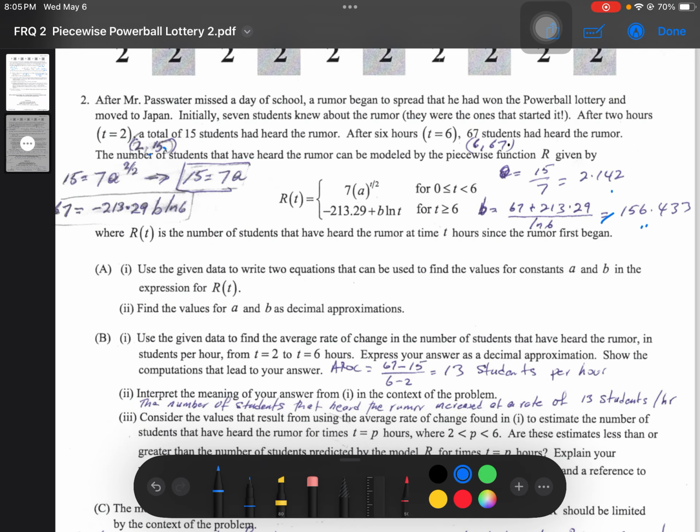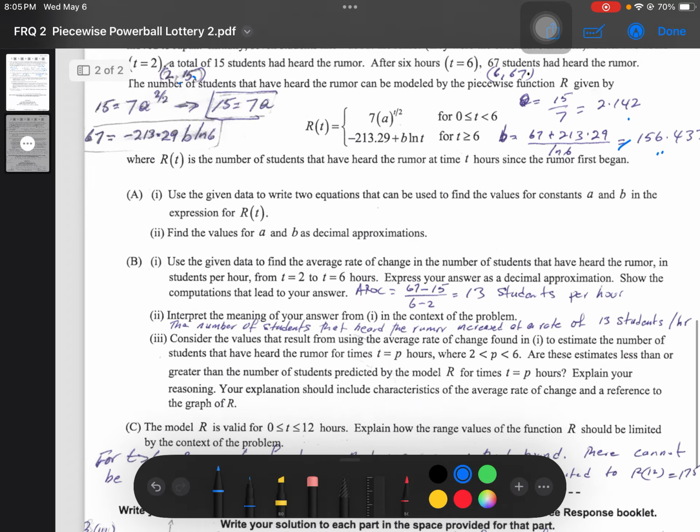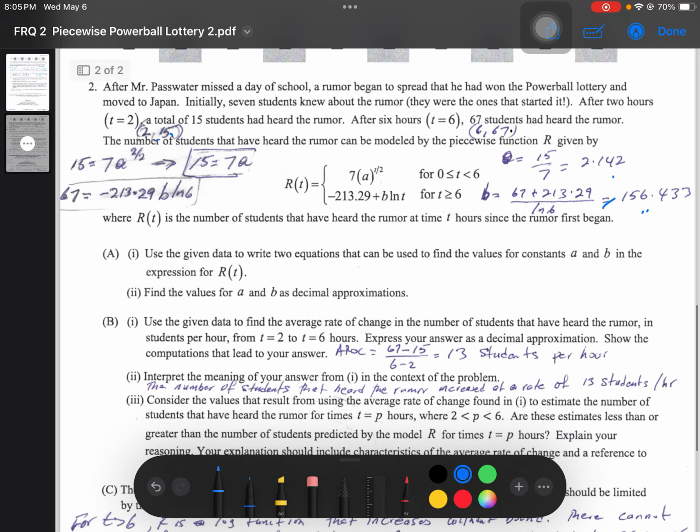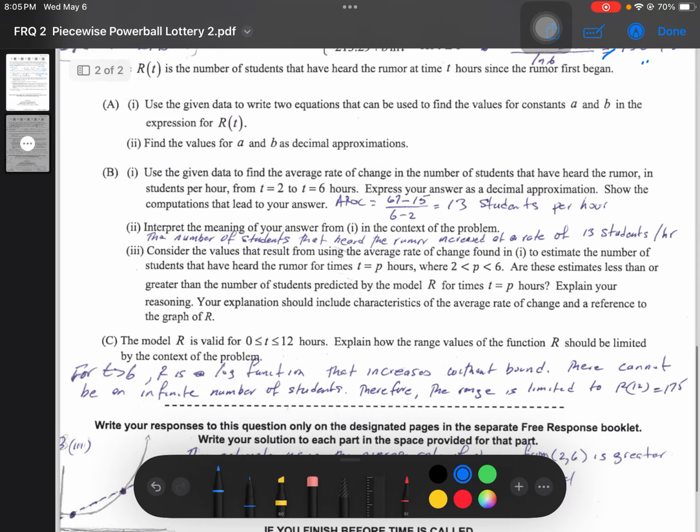All right, here B1 and B2, guys, I really skipped over, but it's just find the average rate of change, all right? When t equals 2 and t equals 6. You don't have to solve for those numbers because t equals 6, it gives you that output. So it's going to be 7 minus 15, all right? And then B2 is pretty easy. Okay, B3 now.